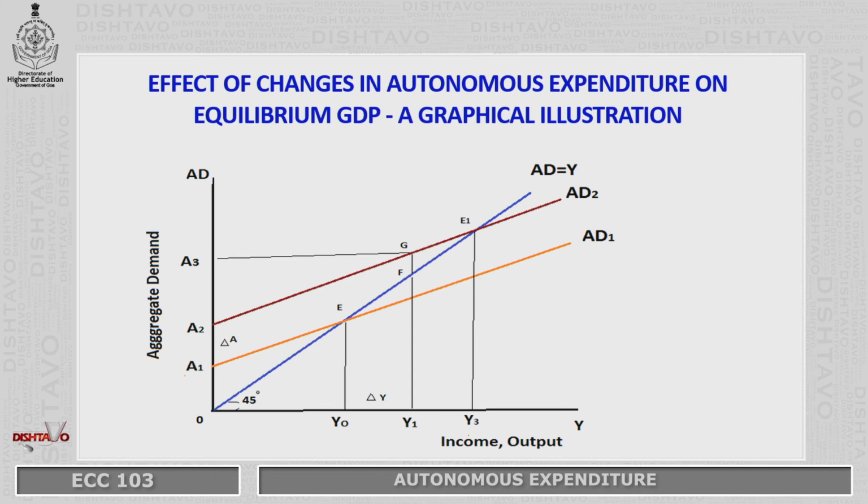Now, let us look at this figure, which is a graphical illustration of the effect of changes in autonomous expenditure on equilibrium GDP. The equilibrium level of income is at E. So, we begin at the equilibrium level of income E, where the real GDP is at level Y0. Now, let us assume autonomous investment goes up from A1 to A2. This results in a parallel shift of the aggregate demand curve from AD1 to AD2. As you can see, the AD curve has shifted upwards from AD1 to AD2.